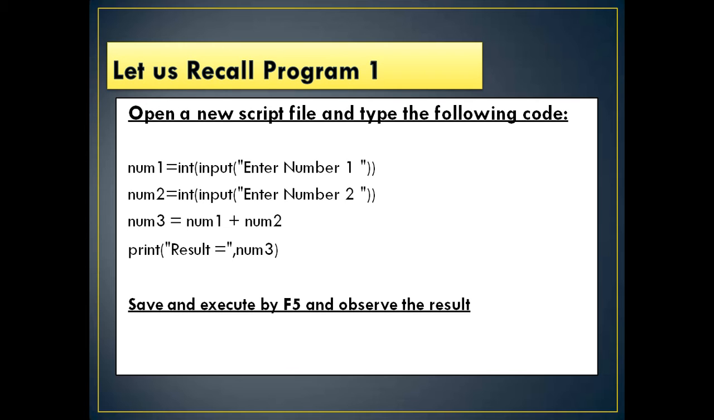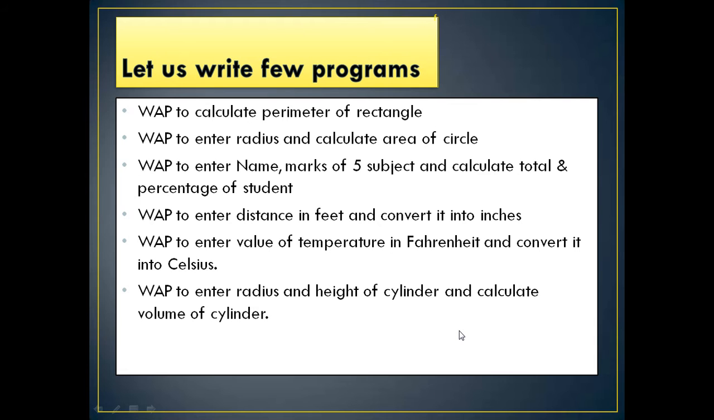Now let us see some of the programs, then we will do some exercises. Open a new script file and type the following code. num1 equals int input, enter the number 1 of integer type, num2 equals int input, enter number 2 of integer type, num3 equals num1 plus num2, and print result is num3. Save and execute by F5 and observe the result. This also we will see and do. Apart from that, we'll try to write these programs.